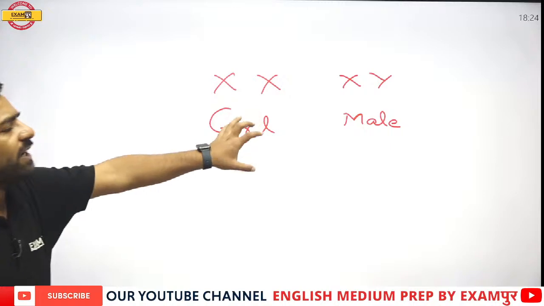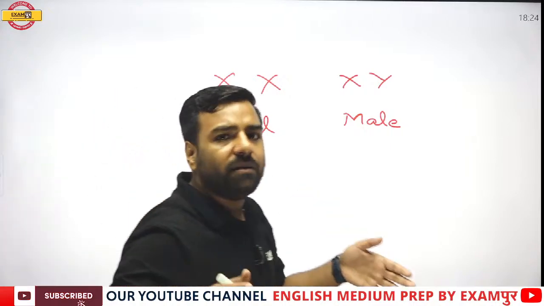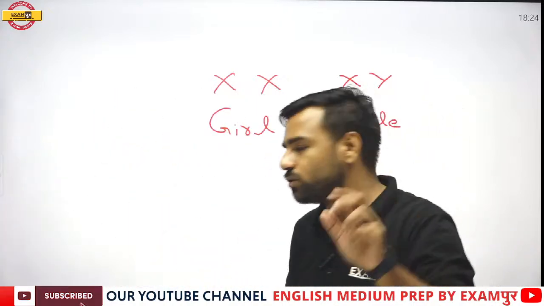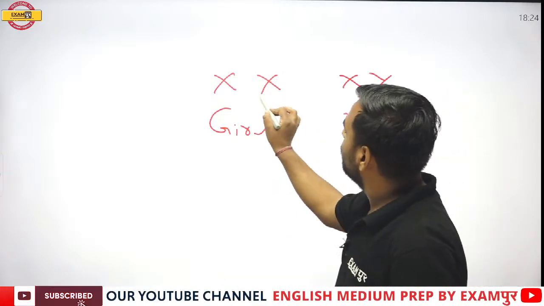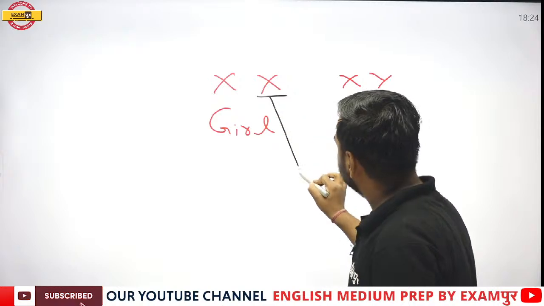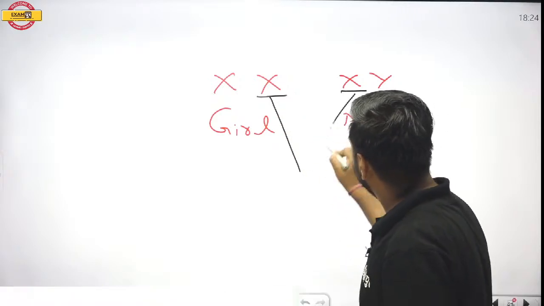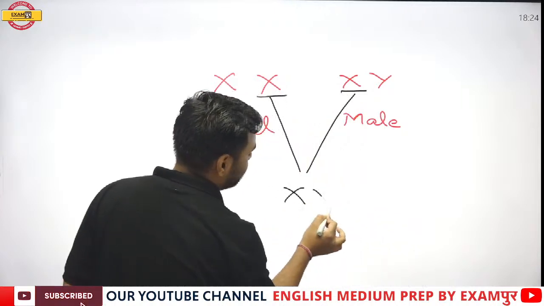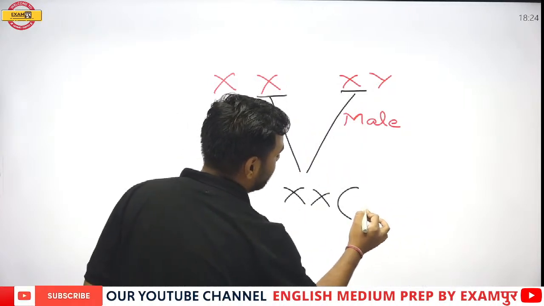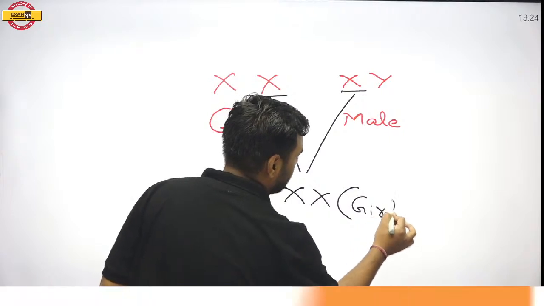Now, who will define whether it would be a baby girl or a baby boy? Let's have a look at this part. If we are getting one X from here and one X from the male, this means in this condition there will be XX. This means here we are going to get a baby girl.